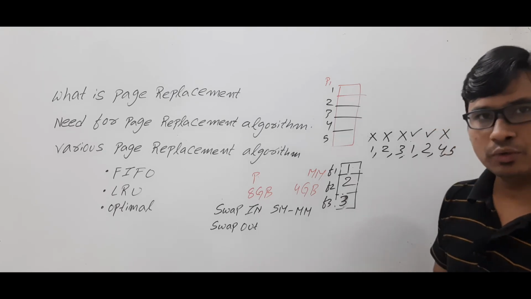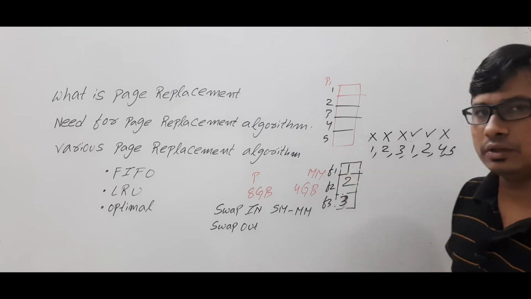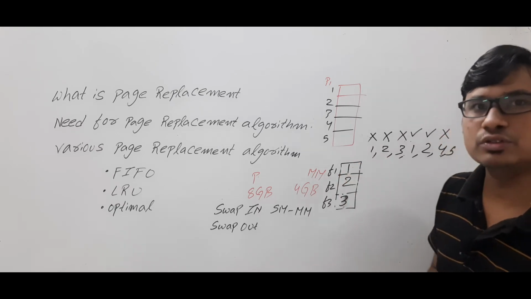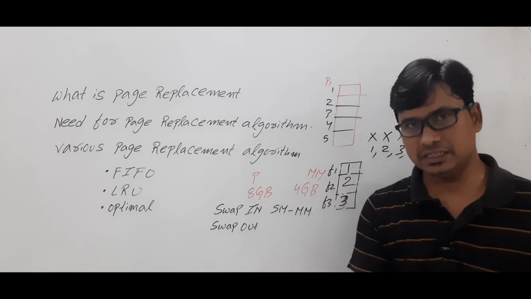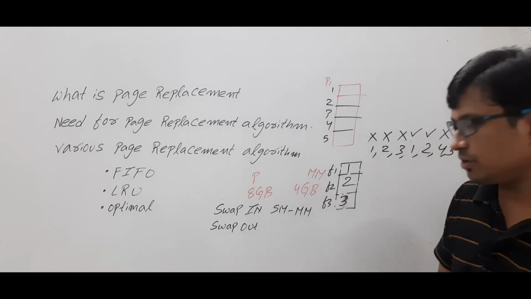Whenever the CPU wants a particular page, the operating system has to load the page into the main memory. But the main memory is full, so you need to find a victim page, then swap out that victim page and then swap in page number 4.